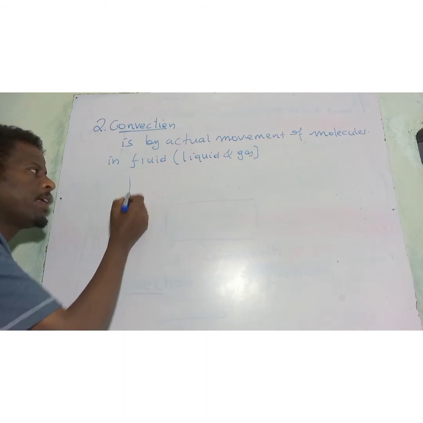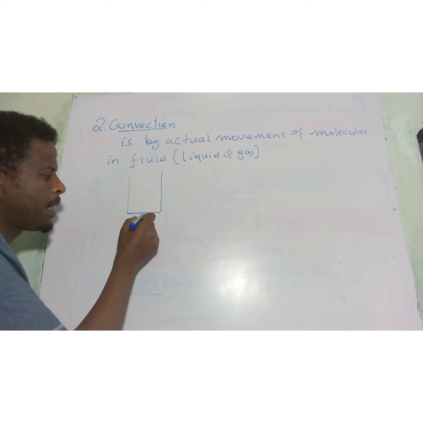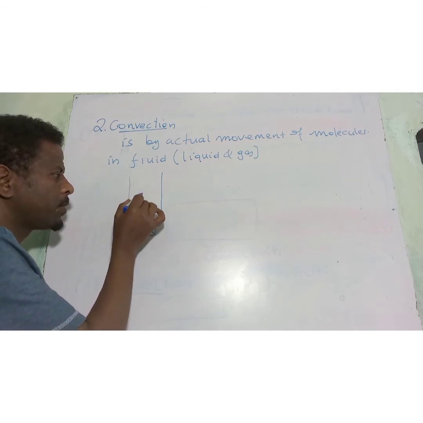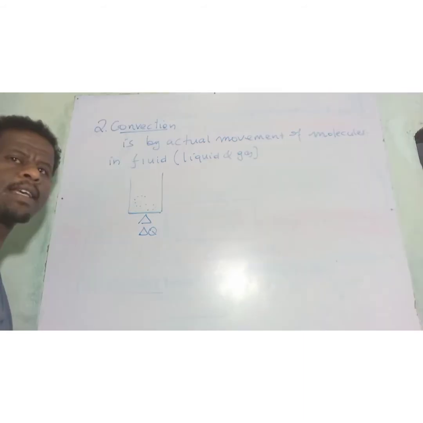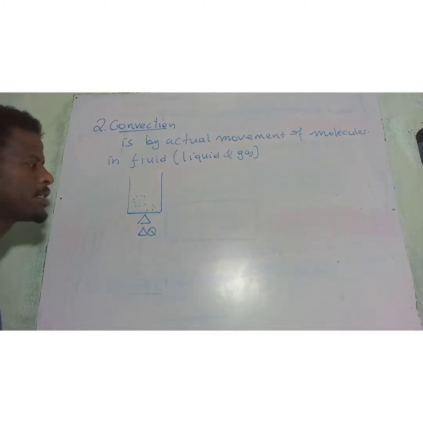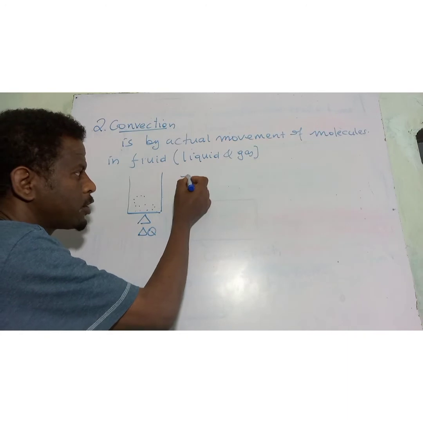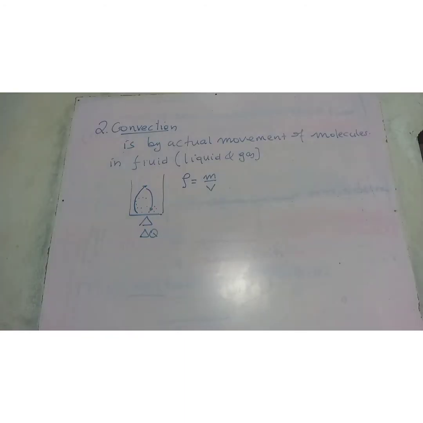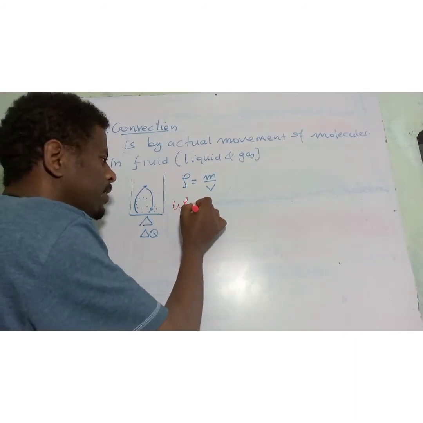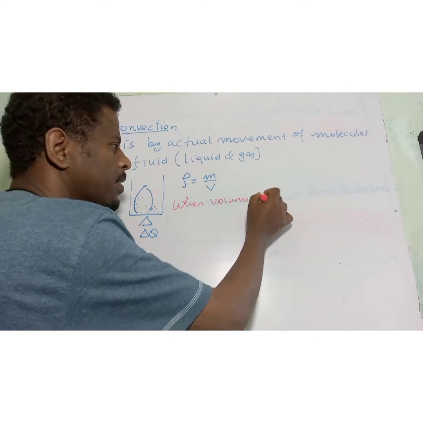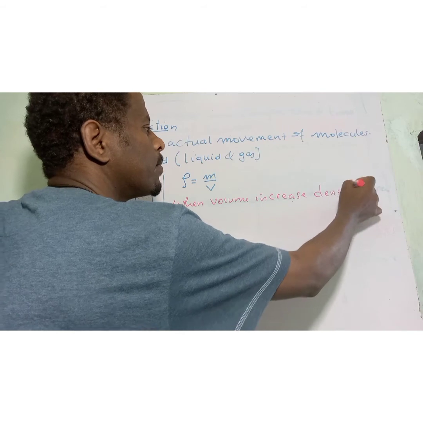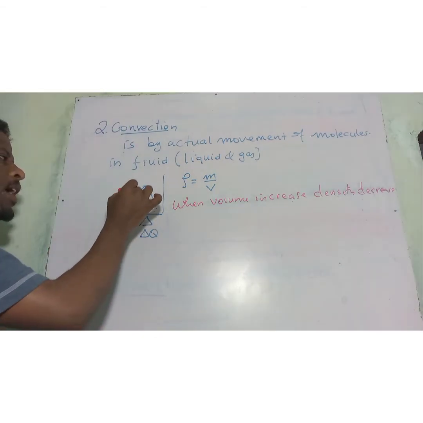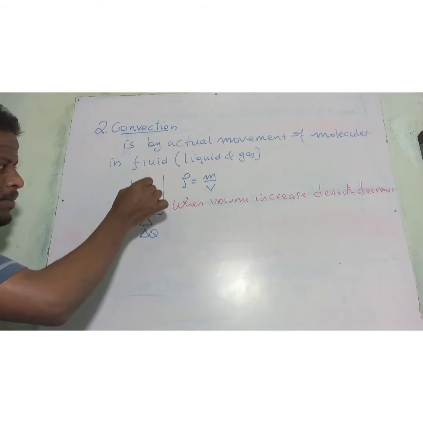For example, if we take a liquid in a container, when we heat it, delta Q, the molecules around the surface of the container get heat. When a body gets heat, it will expand. Due to this, there is a change in volume. From the definition of density, density is equal to mass over volume. When volume increases, its density decreases. Due to this, it becomes light and moves up, and heavier particles move downward.